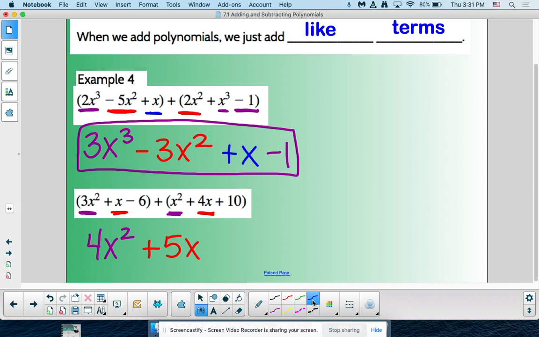Then finishing up with just our constants, our numbers. Negative 6 plus 10. You guys, what's negative 6 plus 10? Positive 4. Boom. Done. All right. Adding polynomials is pretty straightforward. We've kind of been doing this secretly all year when we're simplifying our equations. You just didn't really realize that's what you were doing.